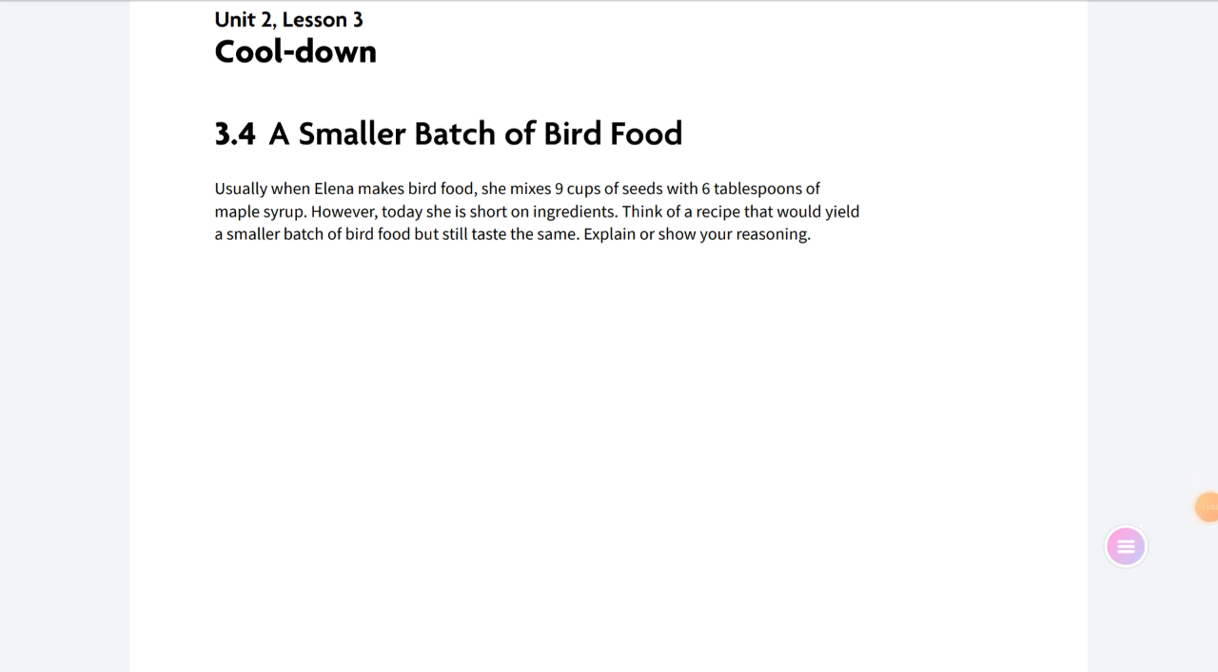Okay. So usually when Alina makes bird food, she mixes 9 cups of seeds with 6 tablespoons of maple syrup. However, today she is short on ingredients. Think of a recipe that would yield a smaller batch of bird food but still taste the same. Explain or show your reasoning. What does yield a smaller batch mean? Bryce? To take away some of the current. Yeah, it just means it'll make a smaller batch.